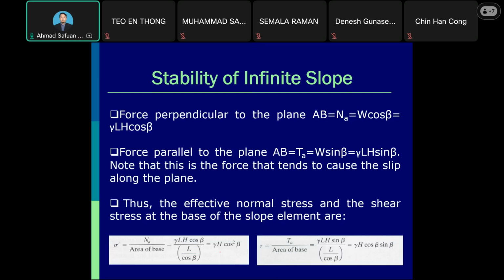So from there, the stress due to the shear stress becomes gamma h cos squared beta, and the shear stress parallel to the failure plane becomes gamma H cos beta sine beta.